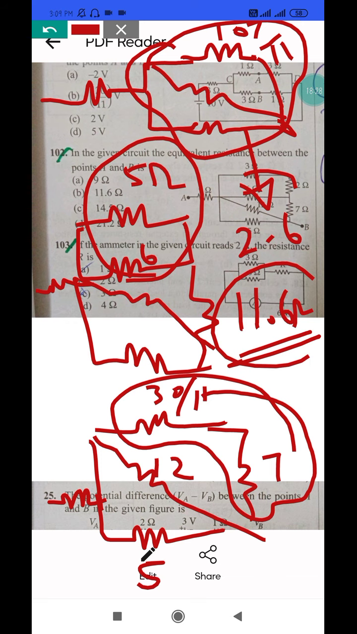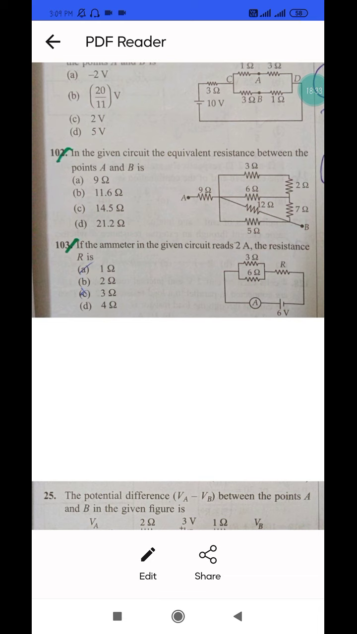Please check. If you are not getting it, please let me know. I am going to erase. So option B is the right answer.